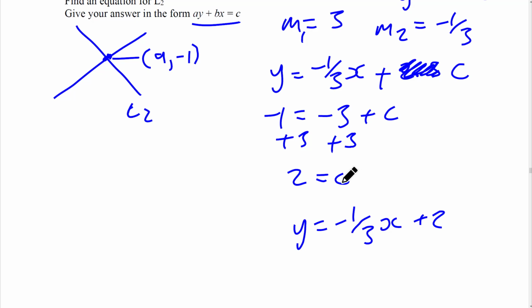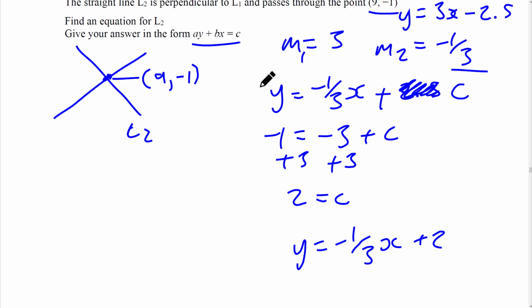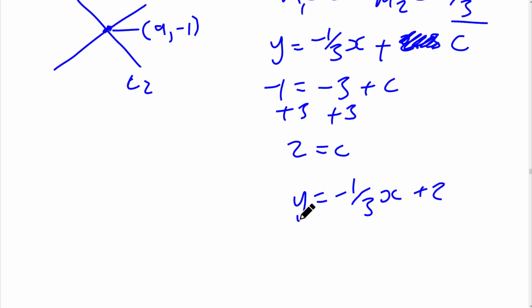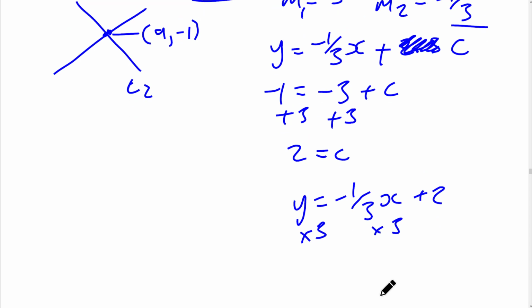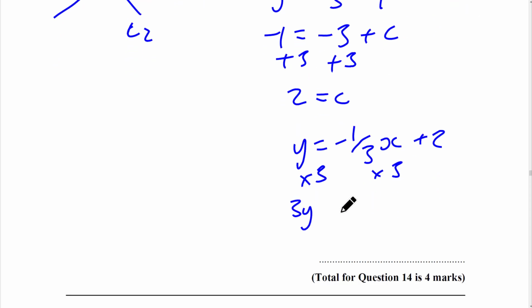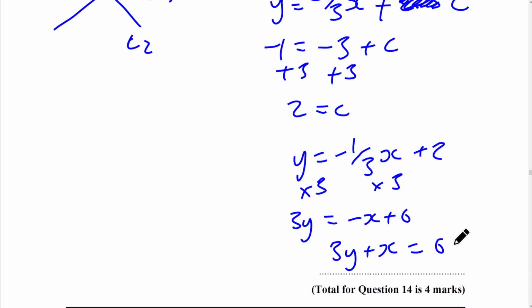And you're going to get a mark for finding out c, a mark for finding the perpendicular gradient. How many marks is this worth? 4. You'll get a mark for writing this, but is it in this form? Is c on its own? No, it isn't. So we need to multiply everything by 3 to cancel out this fraction. So then we get 3y equals minus x plus 6 plus the x over. So 3y plus x equals 6 for your final answer mark. Yep, that's a nice full marker there.